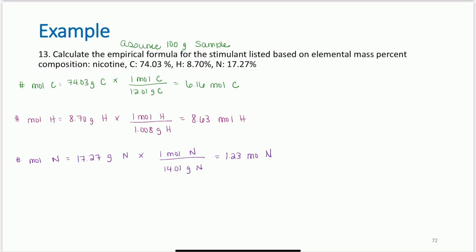Find the smallest number and divide all of them by the smallest number of moles, because we want that mole to mole ratio. The smallest number is 1.23, so divide this by 1.23 moles. This gives me 5. Divide this by 1.23 moles, gives me 7. And divide this by 1.23 moles, gives me 1. The empirical formula here is C5H7N.